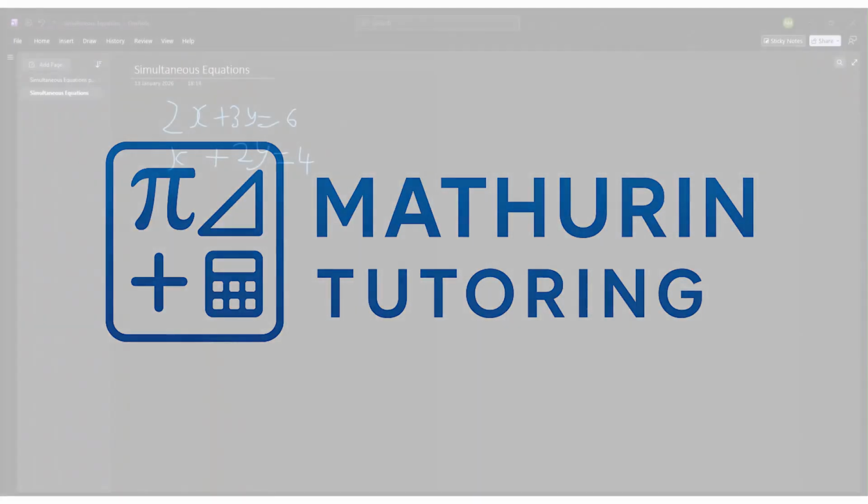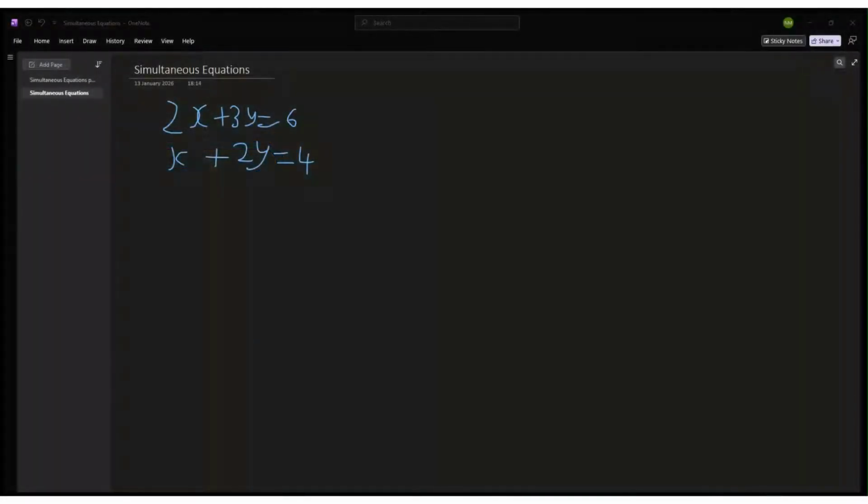Hi. So here we have a simple simultaneous equations question. We have 2x plus 3y is equal to 6 and x plus 2y is equal to 4. And I'm going to be showing you how we would solve this type of question.